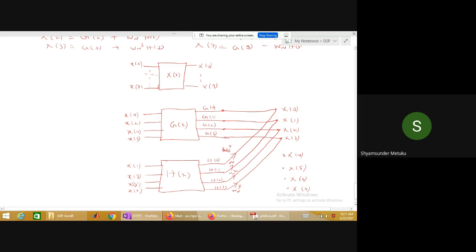Fine. Now X of 4. G of 0, H of 0. But here it is minus, no? Yes, sir. So I'll take W_N to the power of 0 and minus 1. Can I write this way? Two times: one is W_N to the power of 0, the other one is minus 1. Can I do this way or not? Respond. Yes, sir, we can write. Okay, again.